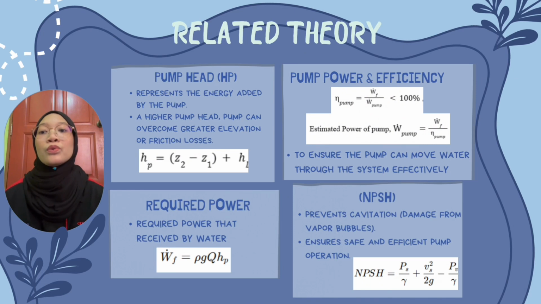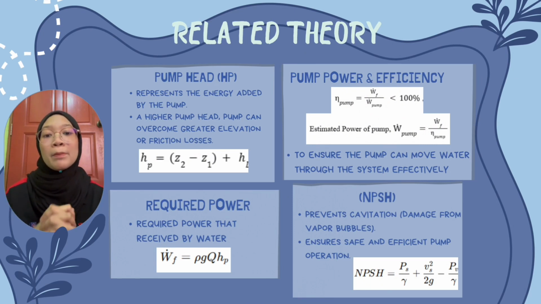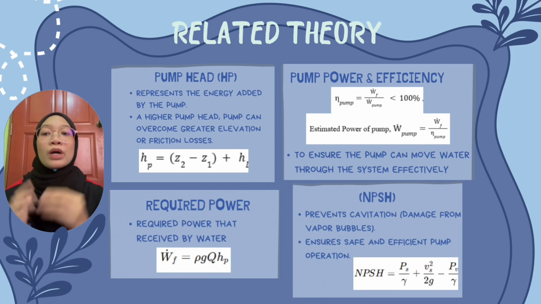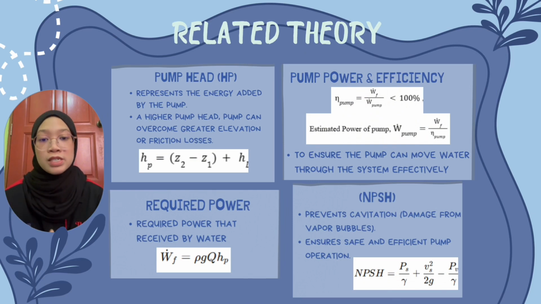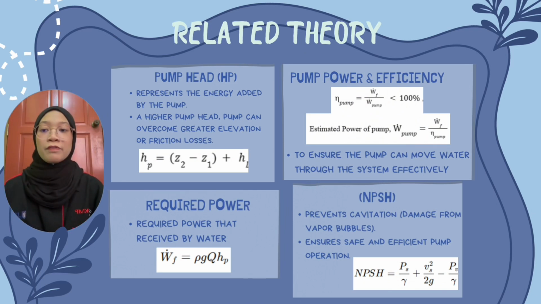Theoretically, we know the efficiency of the pump is equal to the required power per pumping power. So we rearrange the equation, and we get the estimated power of the pump is equal to the required power per efficiency of the pump.